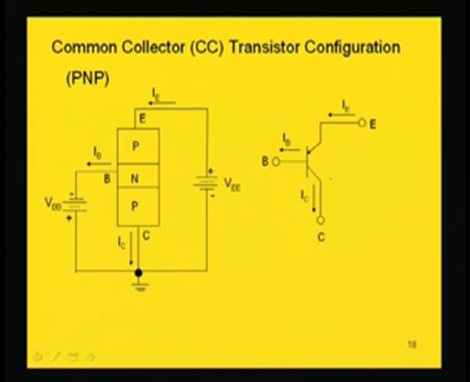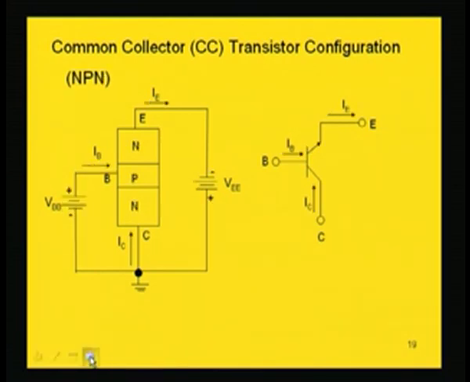So, its symbolic representation is this one, here this is emitter, base, collector. So, this is the direction of the emitter current, since it is PNP, it will be into the transistor, and these are the collector and base terminals. And base current and collector current will be outwards, and emitter current will be into the transistor.